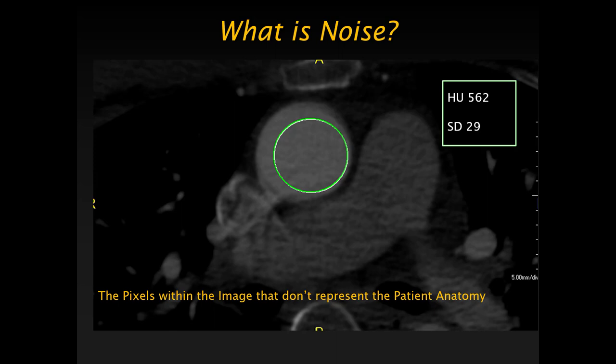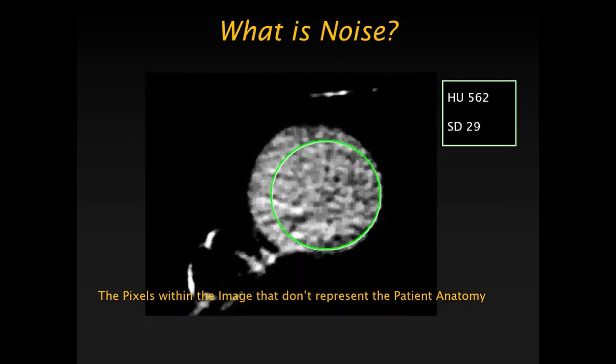And the standard deviation reflects the accuracy of the Hounsfield value. So every pixel that does not represent 562 Hounsfields doesn't really represent the anatomy, and it can be considered part of the noise. And usually we look at images with a wide window, but if we narrow that window down, we can see all of these false positives, which are white. Those aren't bones. And we can see these false negatives, which are black. That's not air. Those are pixels that don't represent the patient's anatomy.